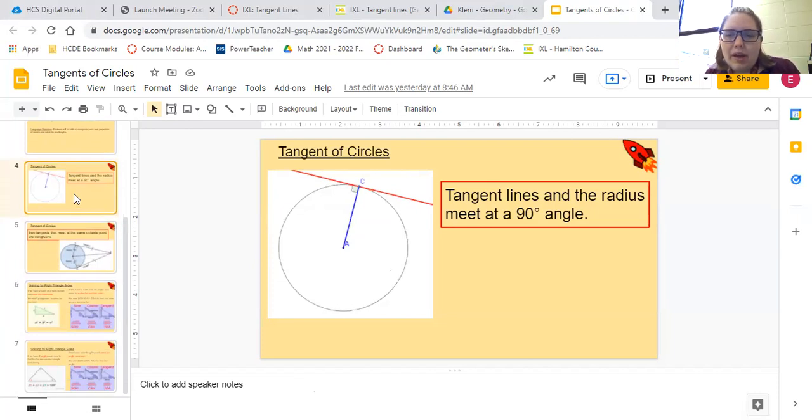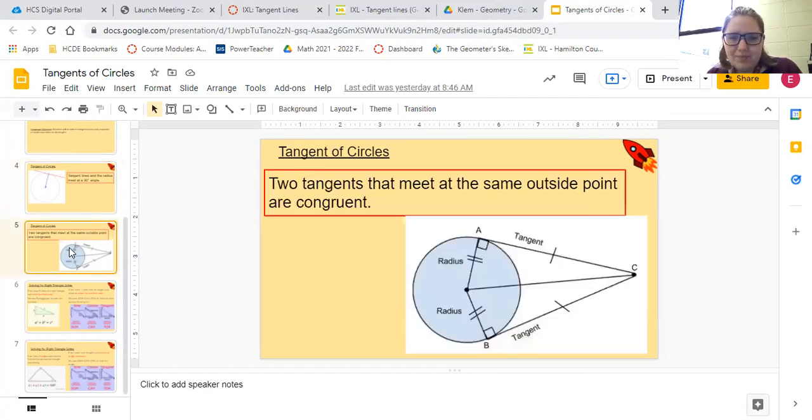So if you remember, a tangent line and the radius will meet at a 90-degree angle, right? It'll always make a right angle. This is really important because this is why we can use the right triangle information to solve these things. And if I have two tangents that meet at some point outside of the circle, then the tangent lines that they make have to be congruent. And from A to the center and from B to the center, these both are congruent because they're both radiuses.